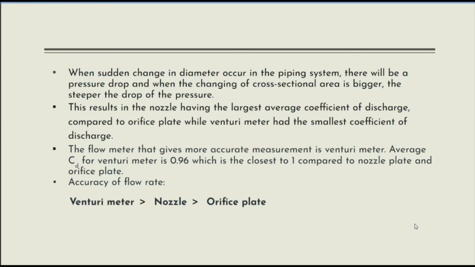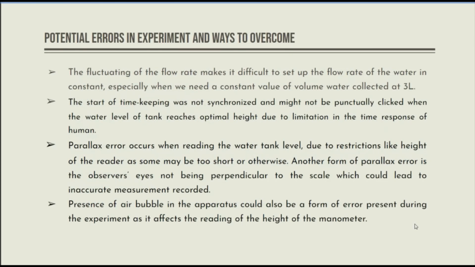The accuracy of flow rate can be seen in that the venturimeter has the highest accuracy, followed by the nozzle, and then lastly the orifice plate. Next. Potential errors in the experiment and ways to overcome.